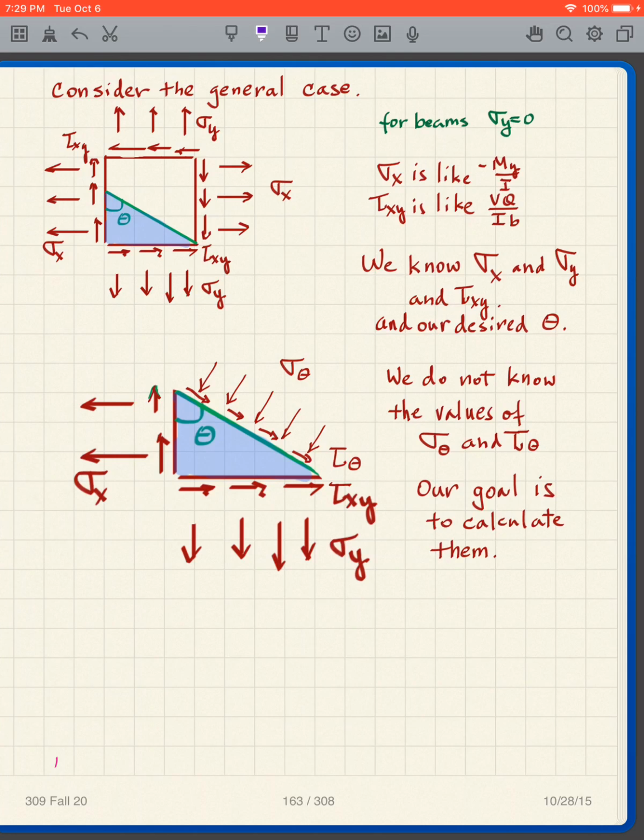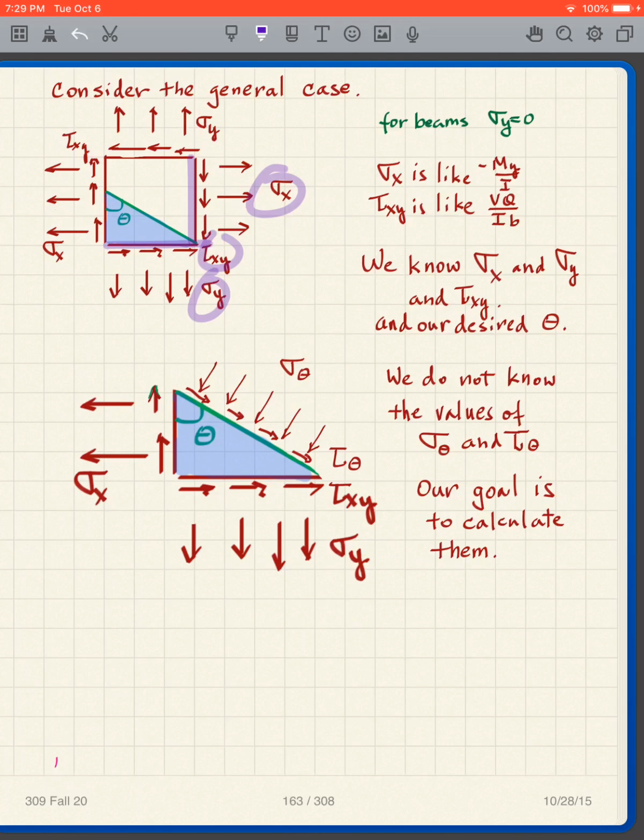So in the general case, we're going to have a sigma and a tau on each plane. So I've got sigma and tau on each plane. If you notice, on this plane, I've got sigma and tau. On this plane, I've got sigma and tau. On this plane, I've got sigma and tau. And on this plane, I've got sigma and tau. So each plane has sigma and tau.